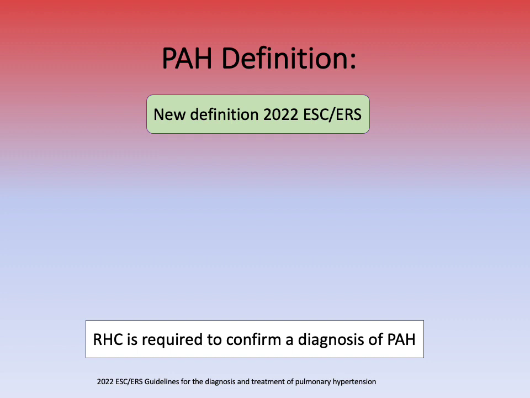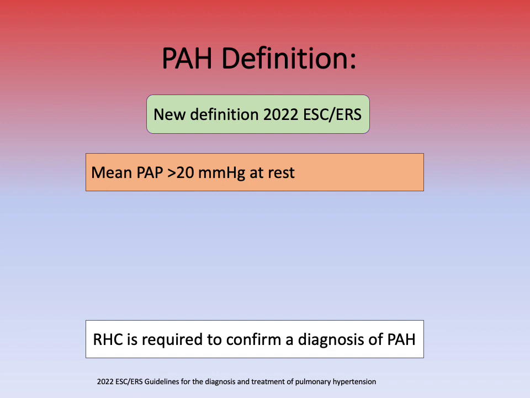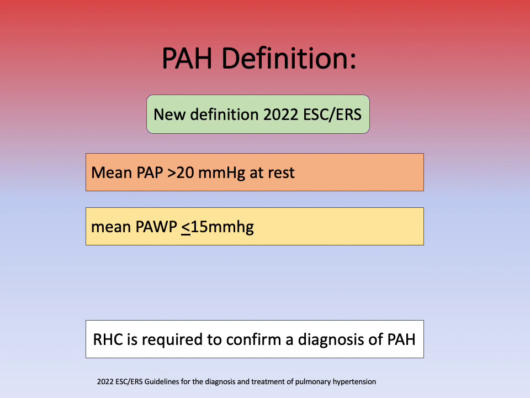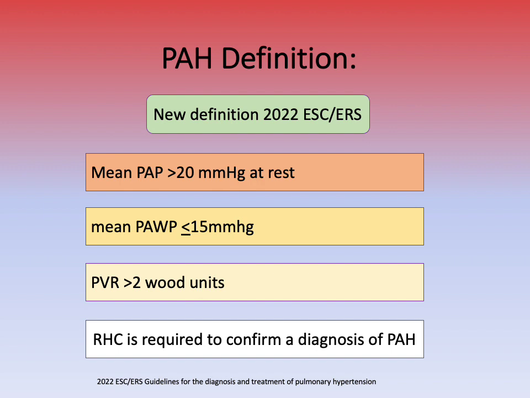The definition of pulmonary hypertension is based on hemodynamic assessment by right heart catheterization and has been updated by the ESC/ERS 2022 guideline. Pulmonary hypertension is defined as mean pulmonary artery pressure more than 20 mmHg at rest, with mean pulmonary arterial wedge pressure of less than 15 mmHg and additional criterion of pulmonary vascular resistance more than 2 Wood units.